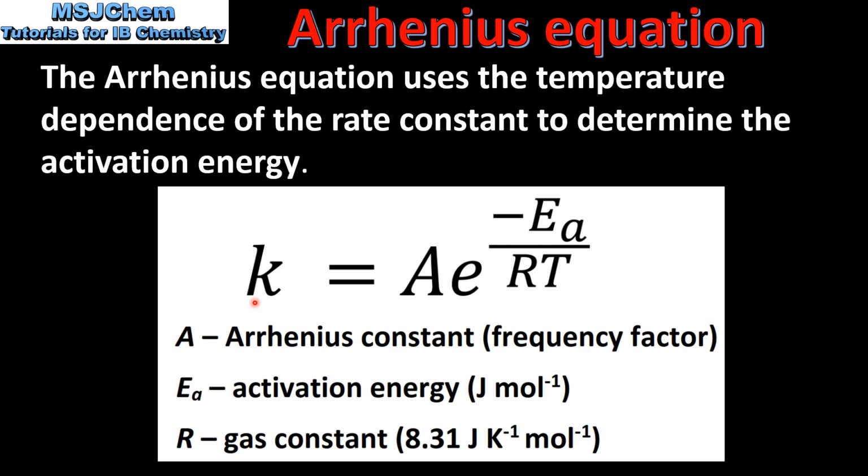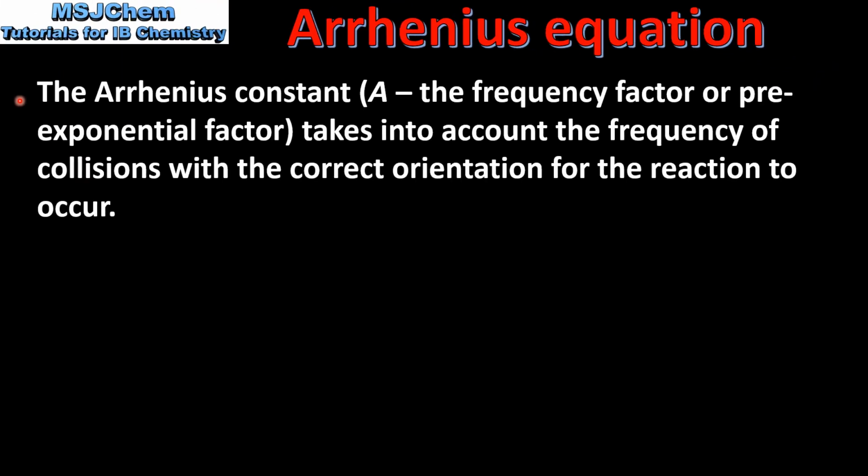k is the rate constant, A is the Arrhenius constant, which is also called the frequency factor, Ea is the activation energy, and R is the universal gas constant. We also have T, which is the temperature in Kelvin, and e, which is the base of the natural log. The Arrhenius constant A, which is also called the frequency factor or pre-exponential factor, takes into account the frequency of collisions with the correct orientation for the reaction to occur.